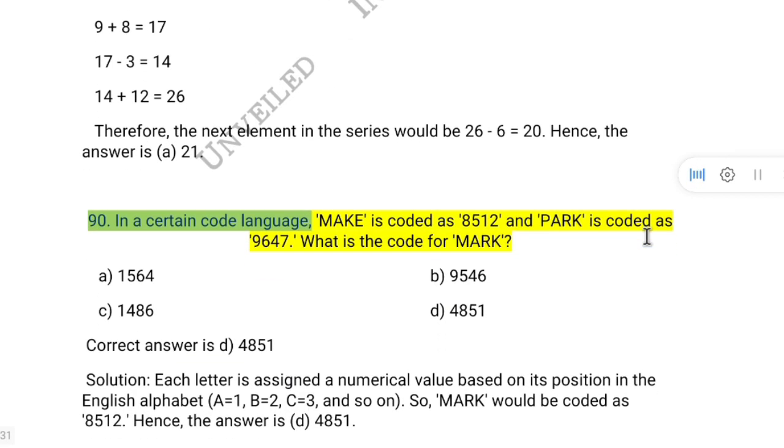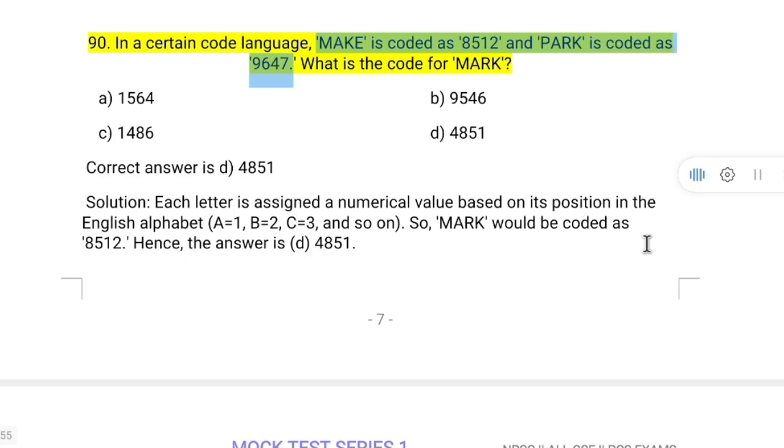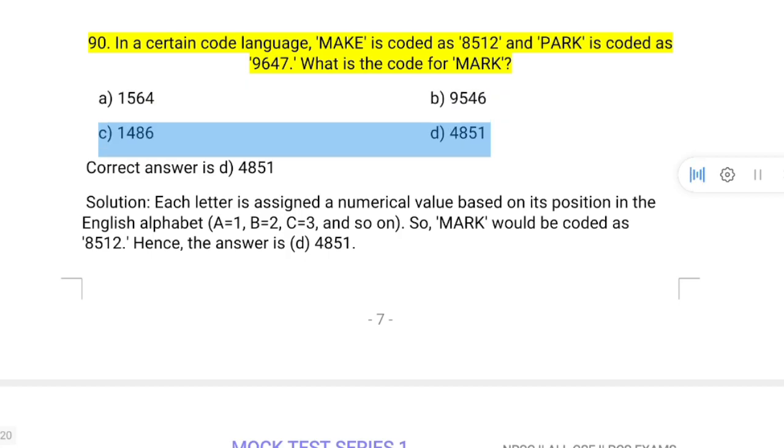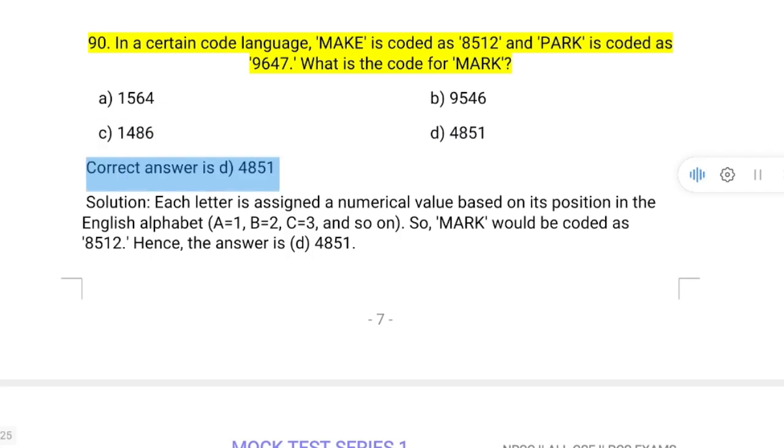90. In a certain code language, MAKE is coded as 8512 and PARC is coded as 9647. What is the code for MARK? A 1564, B 9546, C 1486, D 4851. Correct answer is D, 4851.